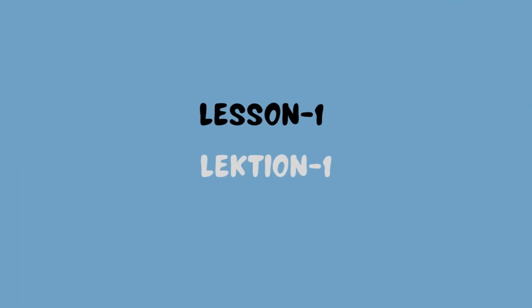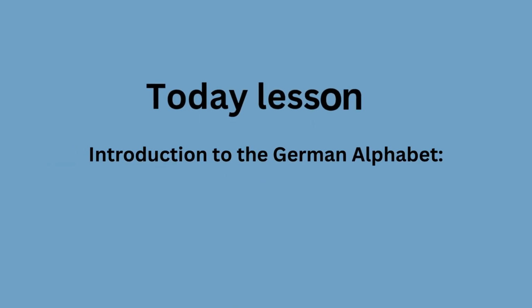So let's start lesson number 1. Lektion 1. The German alphabet contains 26 letters, just like the English alphabet. However, there are a few additional characters that are not found in English. Let's go through each letter and its pronunciation.